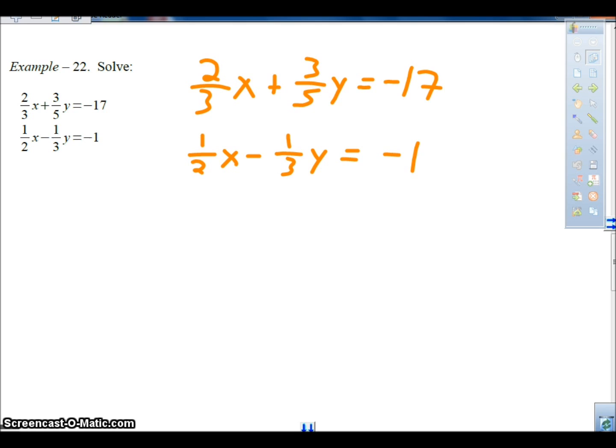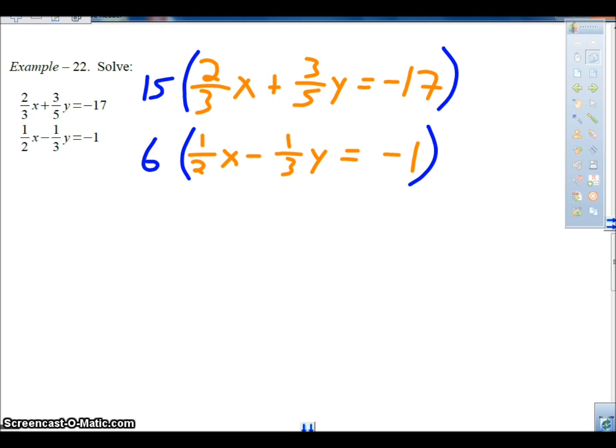And there's a trick that we have used before to accomplish this, which is to multiply both sides of the equation by the common denominator. So for the top equation, we have the denominators of 3 and 5. The common denominator there will be 15. For the bottom equation, we have the denominators of 2 and 3. The common denominator will be 6. And so we'll multiply the top equation by 15 to get rid of those fractions, and we'll multiply the bottom equation by 6 to get rid of those fractions.